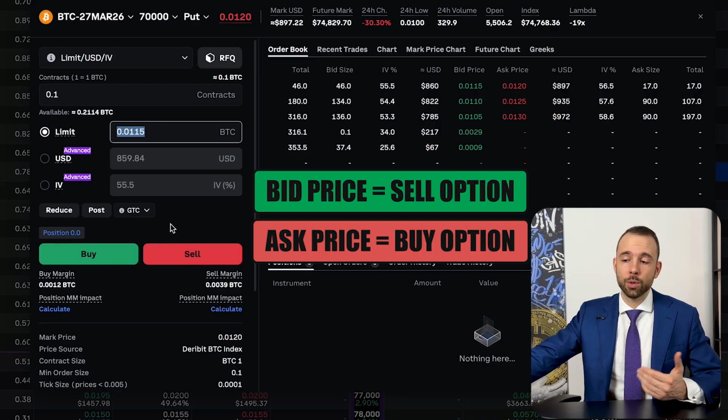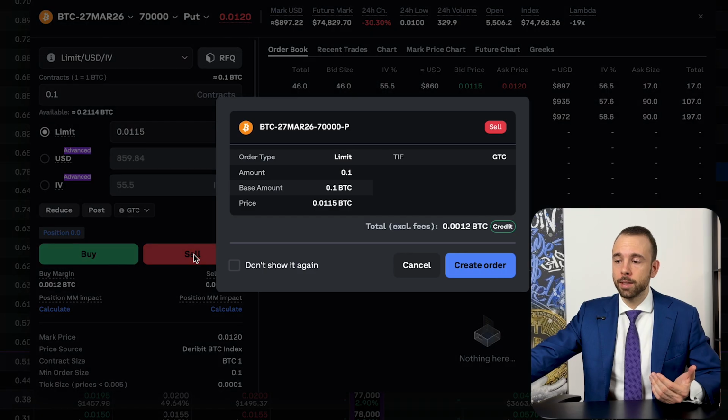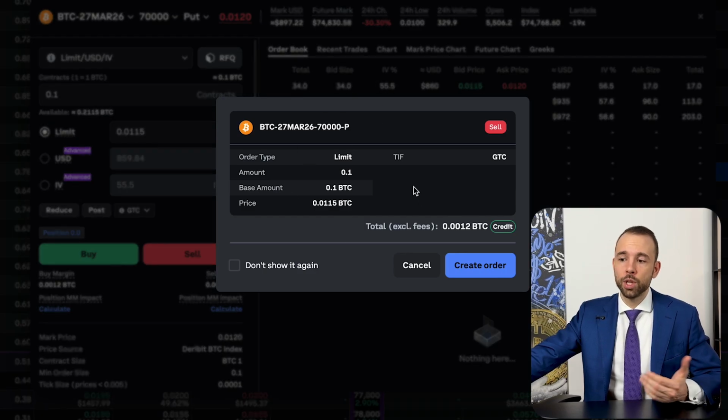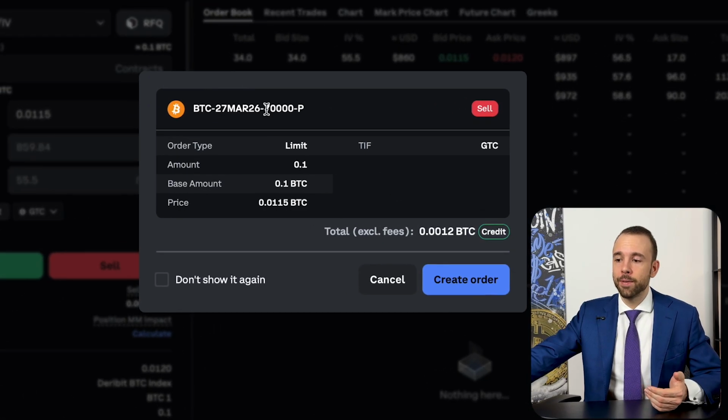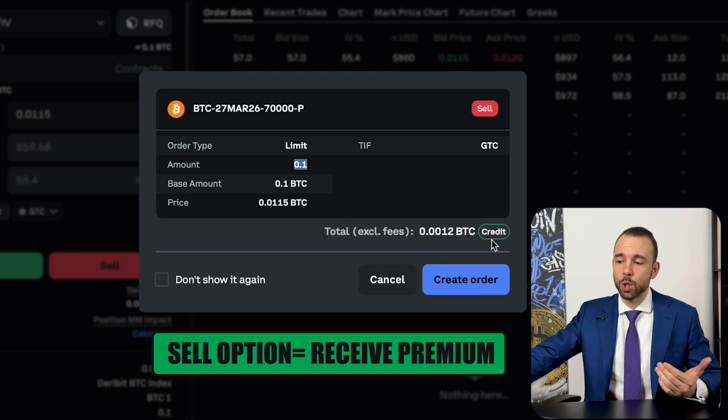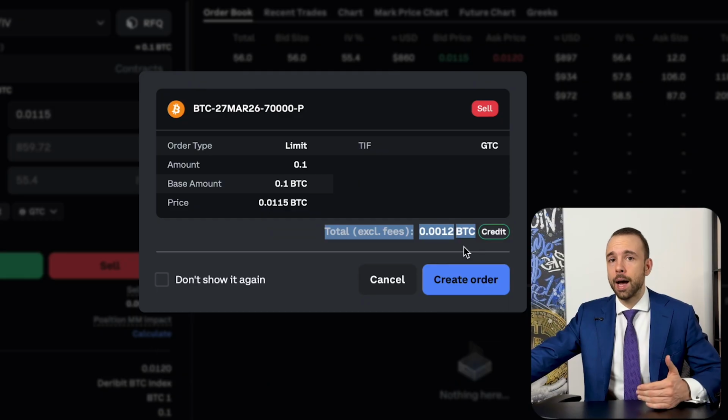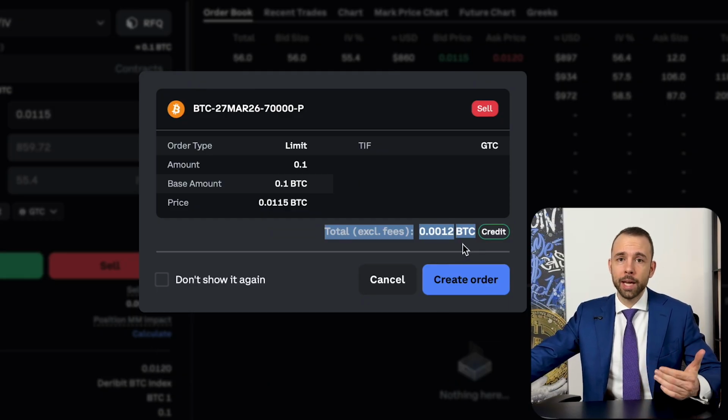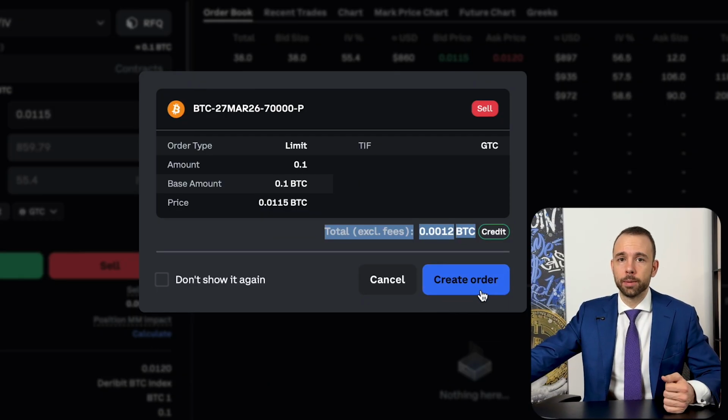For example, I would like to sell the option and I click on the sell button, and here I have a confirmation window, which tells me that I'm going to sell the 70,000 put option with the expiration date at the 27th of March 2026. I'm going to sell 0.1 BTC at the price of 0.0115 Bitcoin. And because I'm going to sell the option, I'm going to receive this premium, and that's why this is the credit. And here I can find the total credit that I'm going to receive after I execute this trade. And if I would like to execute, I click on the create order and the trade will be done.